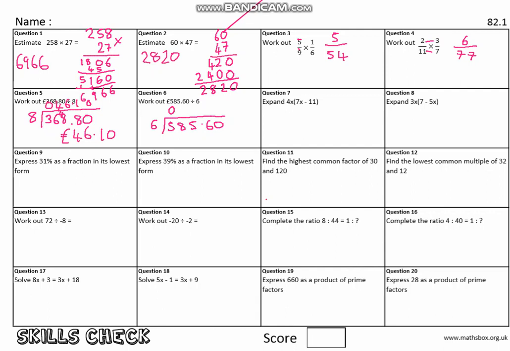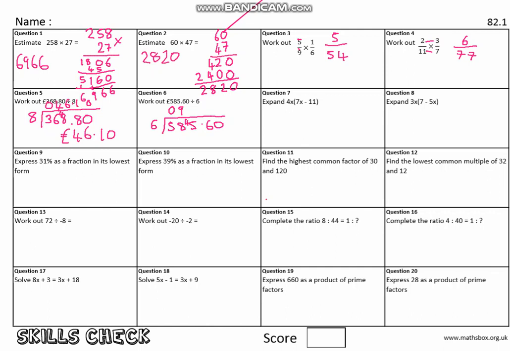Well, 9 goes into 58 six times, because if we do our 6 times table, we would get to 54, because 6 times 9 is 54. But we wanted 58, so we've got 4 left over, okay?